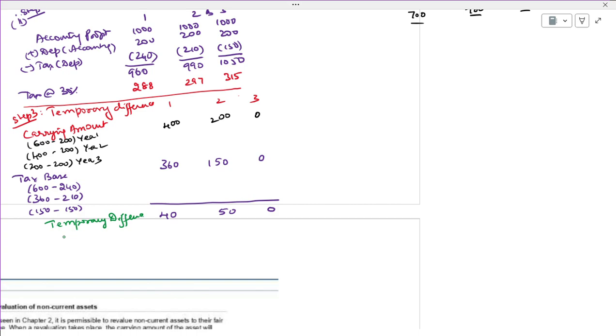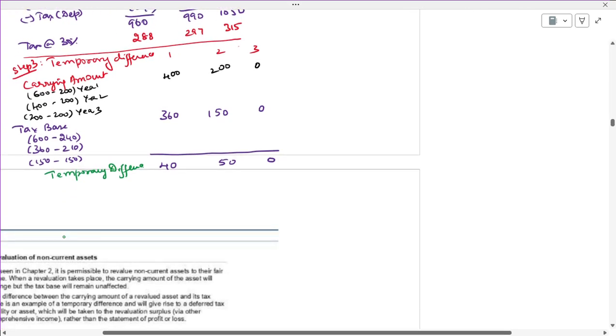On this temporary difference we will calculate tax. This is deferred tax. How much is the deferred tax? What is the tax rate? 30%. 30% of 40 is 12. 30% of 50 is 15, and this is 0.